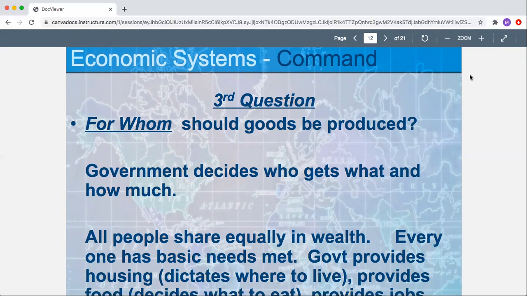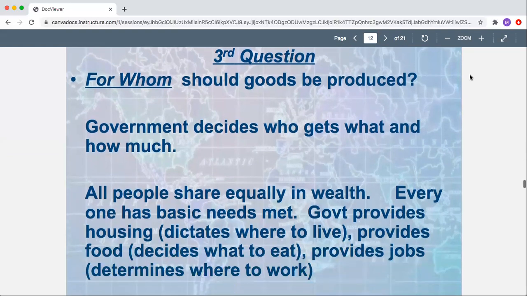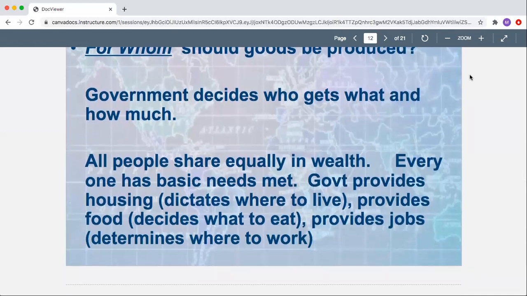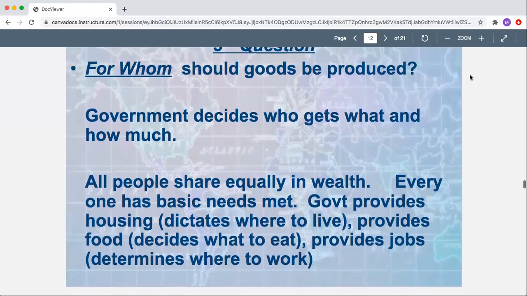And it says all people share equally in wealth. Everyone has basic needs met. And the government provides housing, which means they dictate where you can live. They provide food, and so they decide what to eat, and they provide jobs. So they determine where you're going to work.